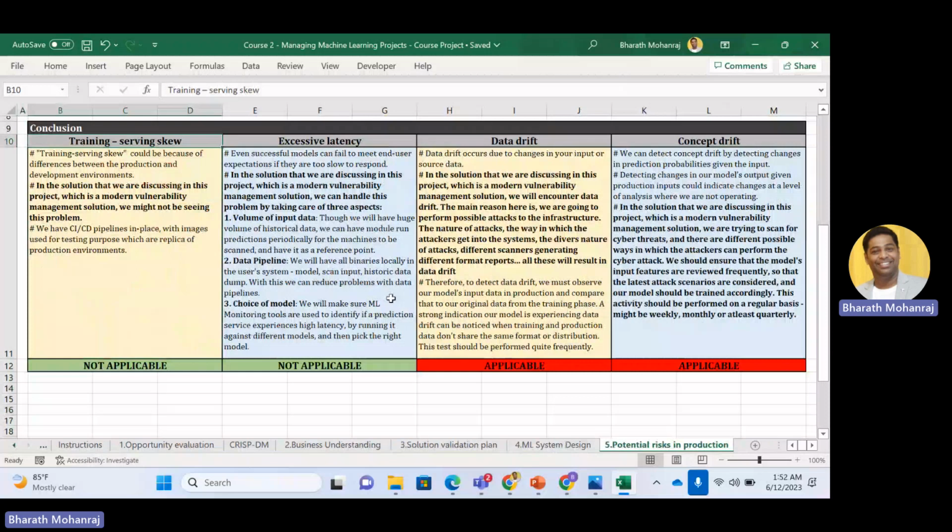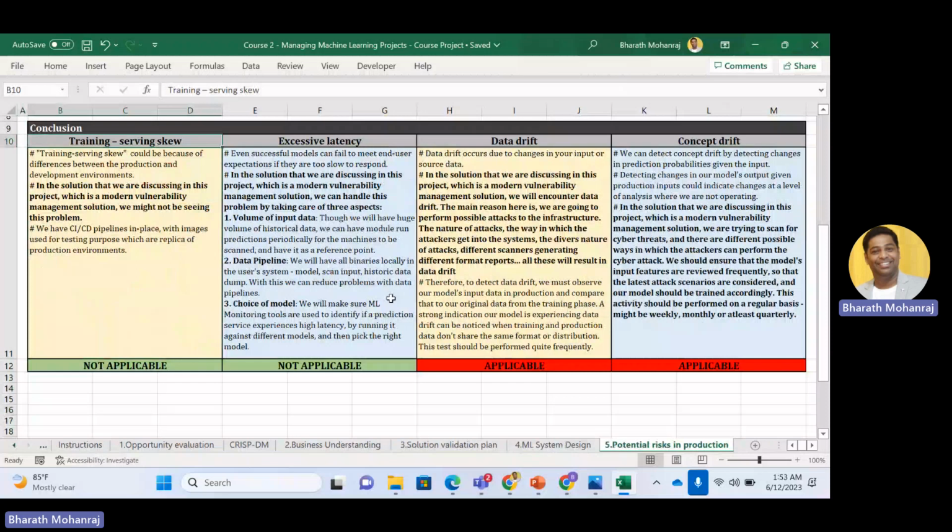But getting into the drift side, I think there is going to be a problem with drift, maybe data or concept drift. Let me start with data drift. Yes, there might be a possibility of data drift. The main reason here is we are going to perform analysis on possible attacks to the infrastructure, but the nature of the attacks, the way in which attackers get into the system, the diverse nature of attacks, and different scanners generating different formats of reports will all result in data drift. As time goes on, you will see many new things coming in these areas. So there is a definite possibility of data drift.